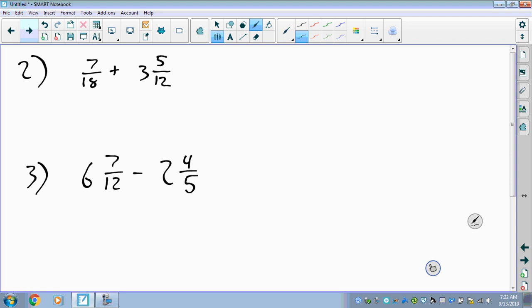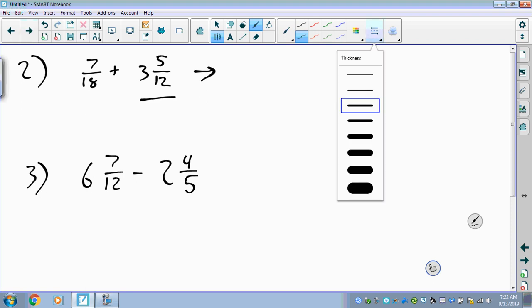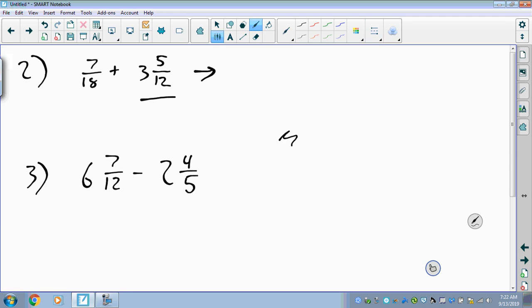The first thing you want to do with this one is change this into an improper fraction. I know they spent a lot of time in grade school making sure that you know how to use mixed numbers. I guess mixed numbers are important, but the further you go on in math, the more you just really work with improper fractions. So the first thing I say you want to do is say, this is 7/18, keep that.